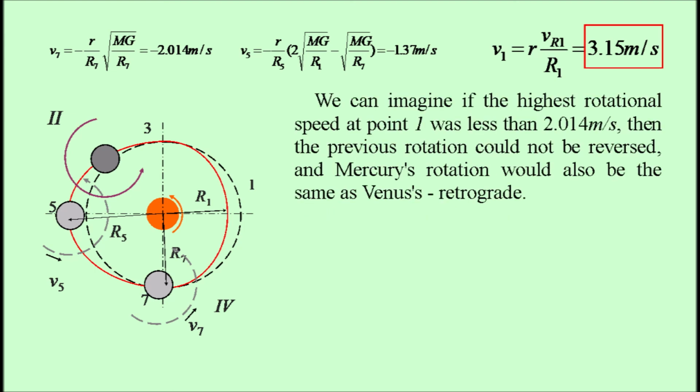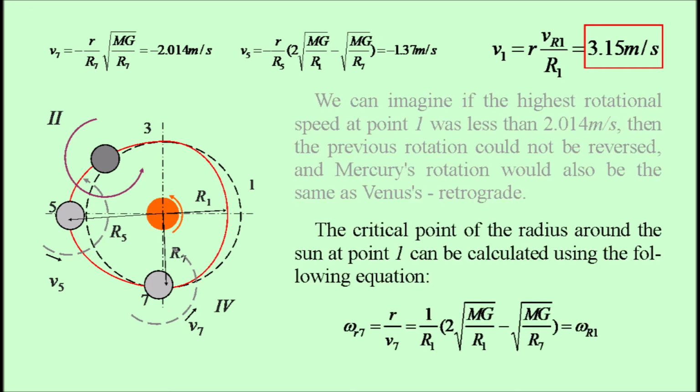We can imagine if the highest rotation speed at point 1 was less than 2.014 meters per second, then the previous rotation could not be reversed, and Mercury's rotation would also be the same as Venus's, retrograde. The critical point of the radius around the Sun at point 1 can be calculated using the following equation.